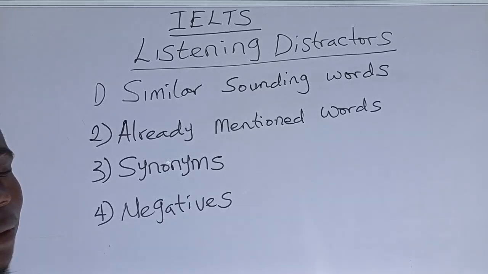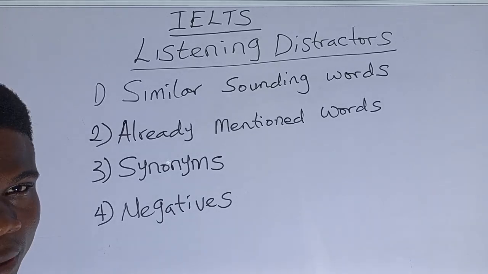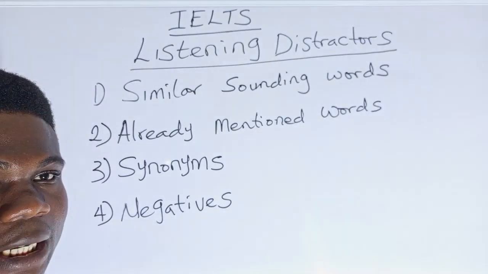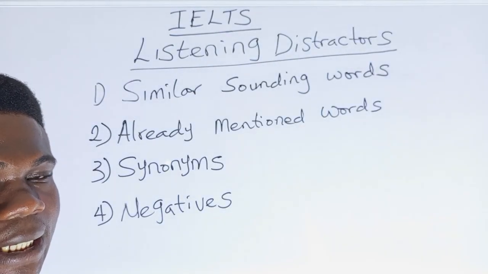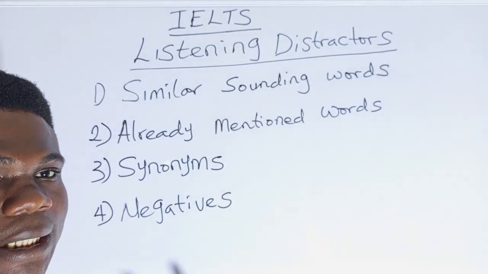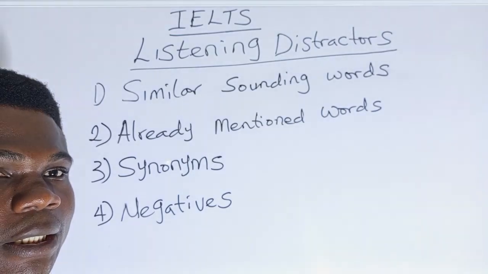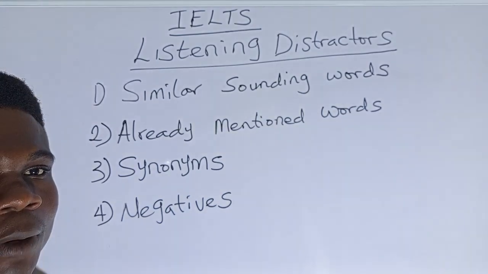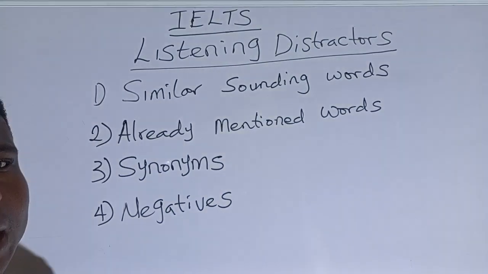The first distractor we'll be looking at here is similar sounding words. So some words in the English language sound very alike. For example, we have peace, P-E-A-C-E, and we have P-I-E-C-E. These two words are very similar and they are pronounced the same way. So in English, we call this kind of words homophones. But what are we looking at here?